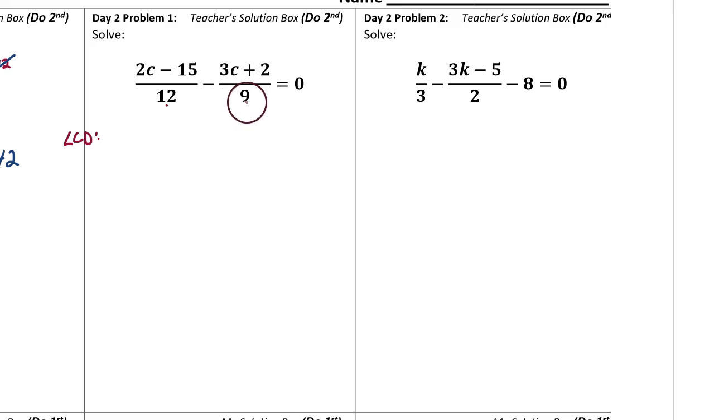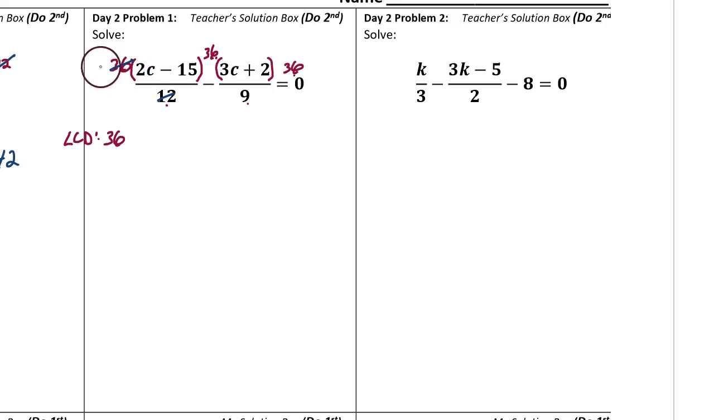If this denominator is 12 and this denominator is 9, the lowest number that 12 and 9 both divide into is the number 36. So let's multiply this first numerator by 36, and multiply this numerator by 36, and multiply 0 by 36. So we're multiplying all three terms in this equation by 36. The reason for doing that is to cancel the denominators.